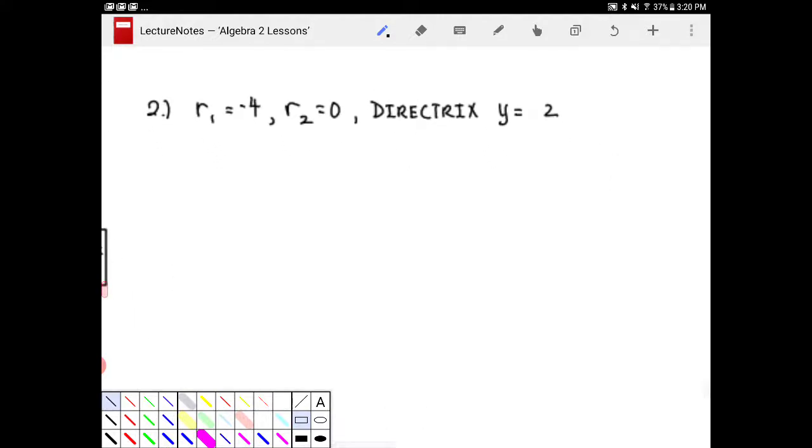So I know in this example here, you're told the roots. So just immediately I recognize that maybe it would be convenient for us to express this in factored form. So I know that y is equal to a times x minus r1, so it's x minus negative 4, times x minus 0. Or when expressed, again, a is the same as before, right? a is equal to 1 over 4p. And this is really x plus 4 times x.